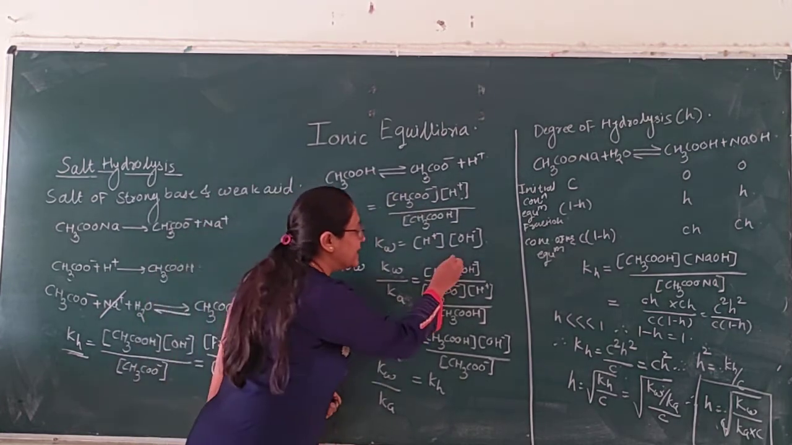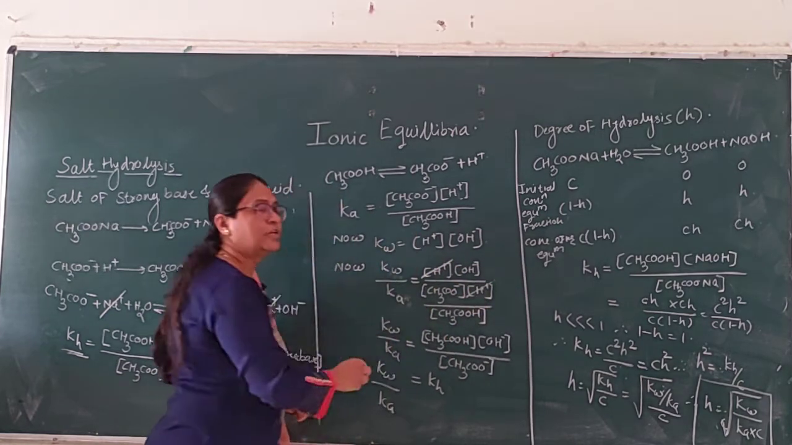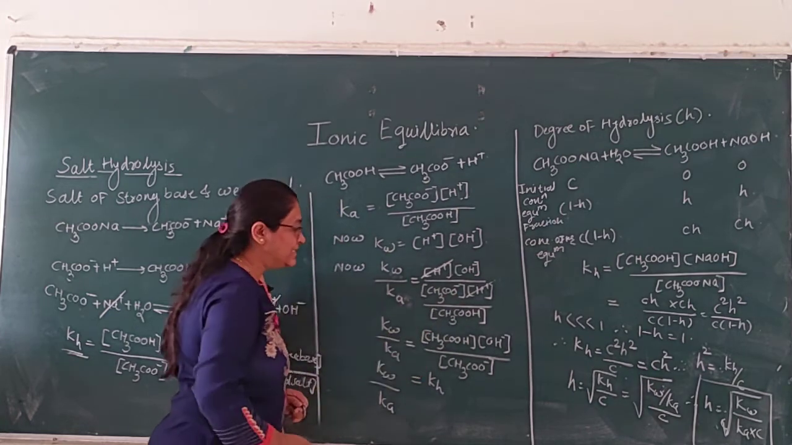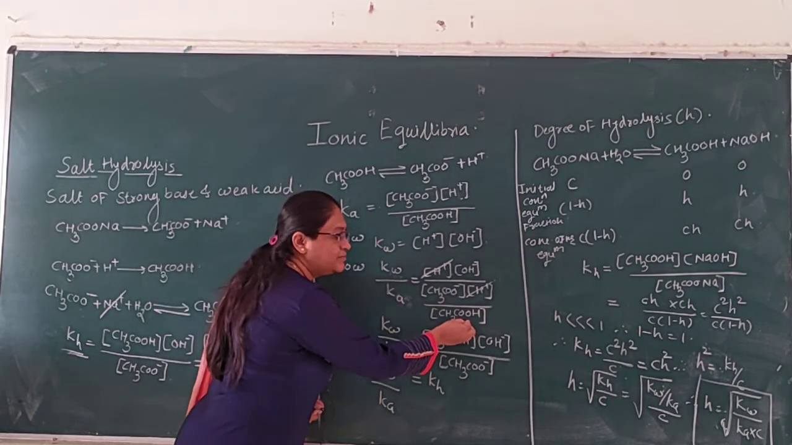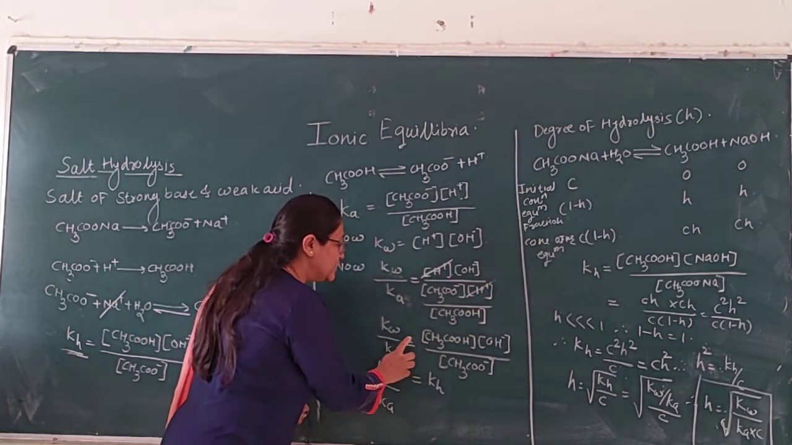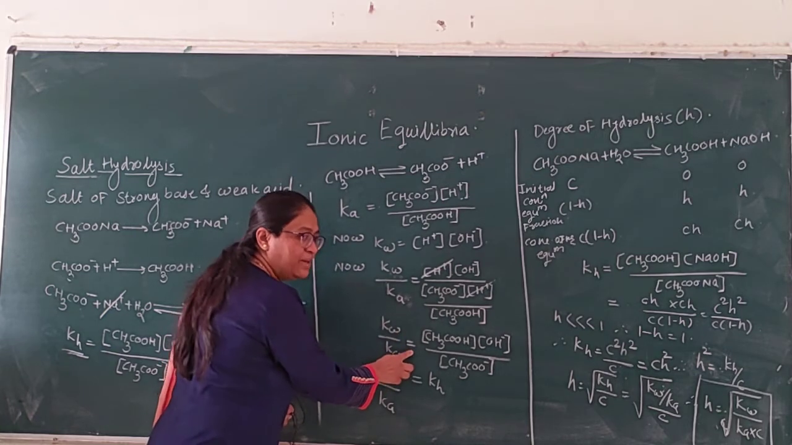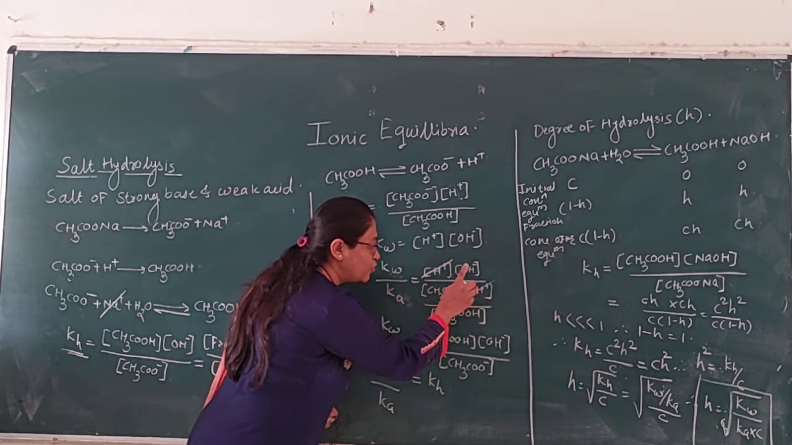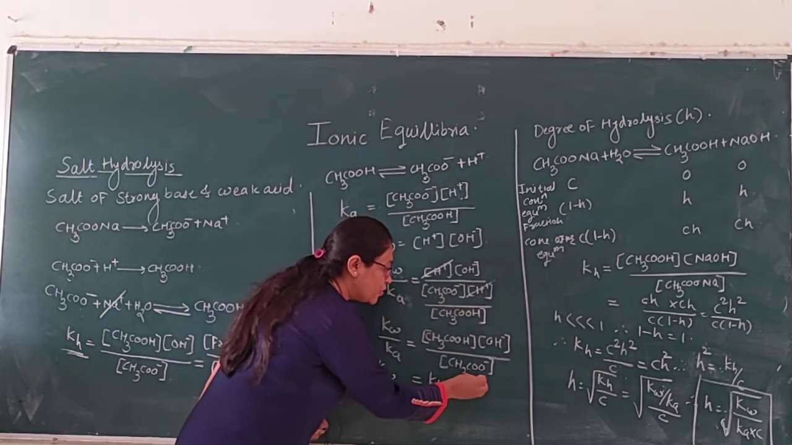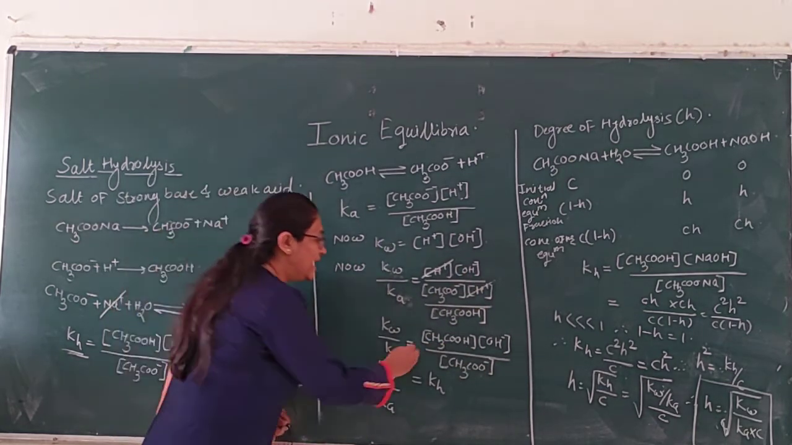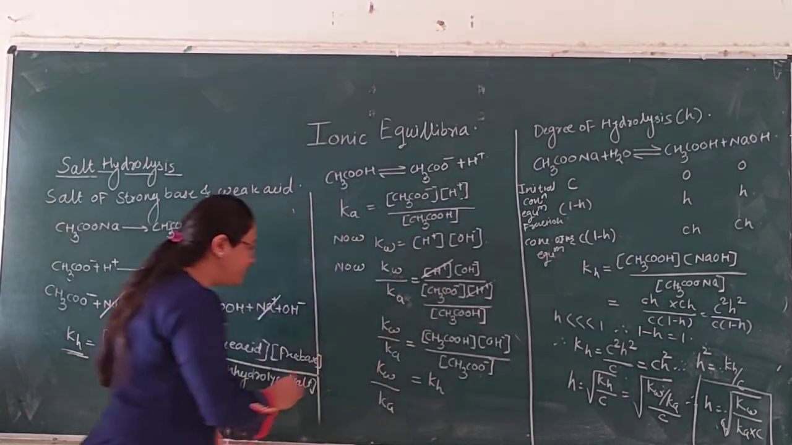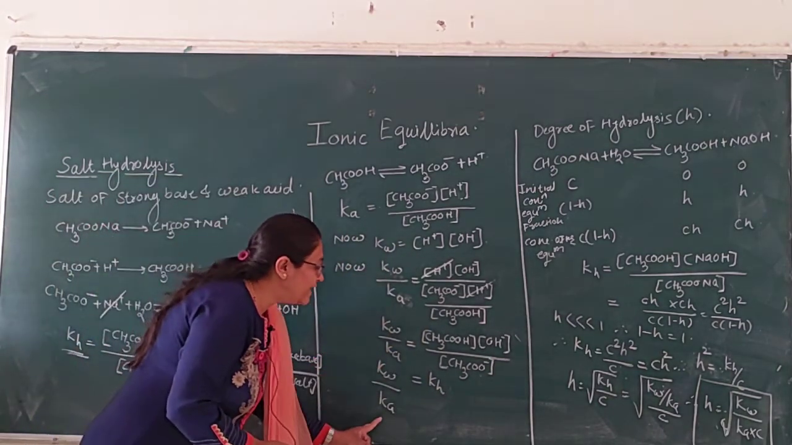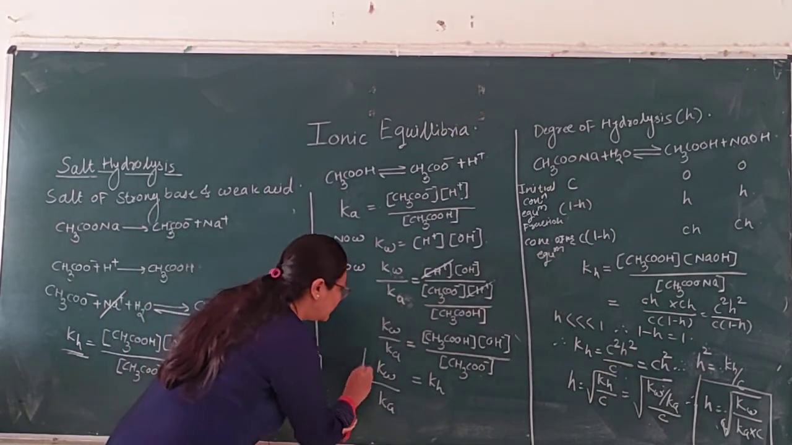Now H plus will get cancelled, which is common in the numerator and denominator. These terms will remain as they are. Therefore, as these terms go to the numerator, Kw divided by Ka becomes the concentration of acetic acid into the concentration of this OH minus, divided by the concentration of the acetate ion, and this is nothing but Kh. Therefore, Kw divided by Ka is equal to Kh.